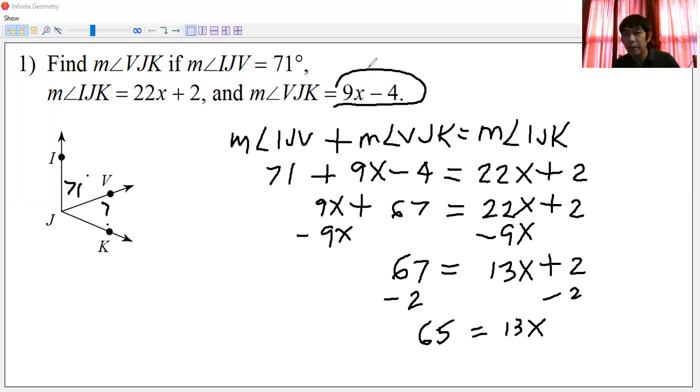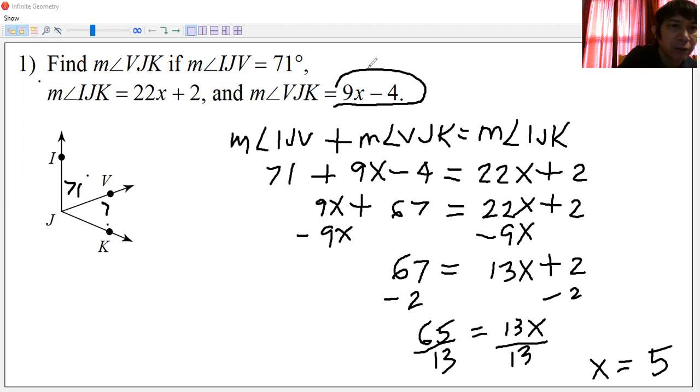So we are going to divide this by the number beside the variable. So we're going to divide this by 13 and divide this by 13. And x is equal to 5 there. Now we don't stop with the value x. We actually need the measurement of the requirement.